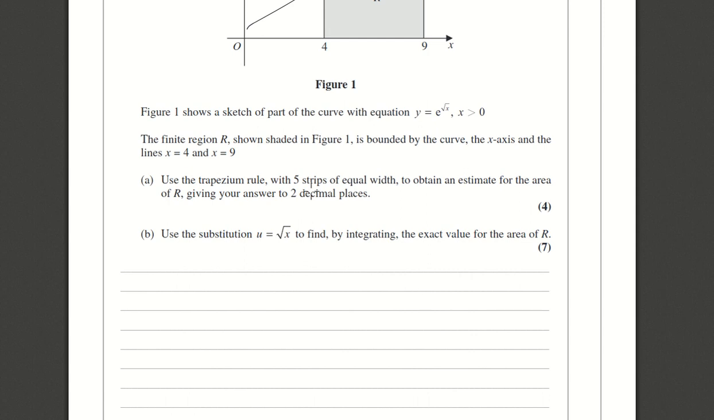Okay, so let's do question 9 now. First part is just a bit of trapezium rule. Now, trapezium rule, just to remind you of the formula, it's area roughly equals strip width over 2 times ends plus 2 times middles. Now, what does all that mean?